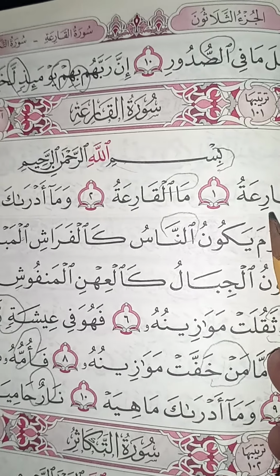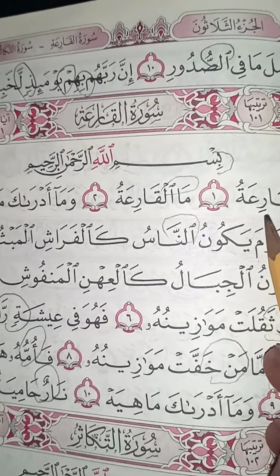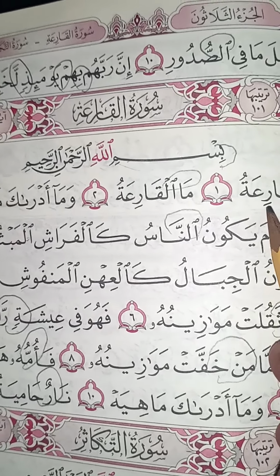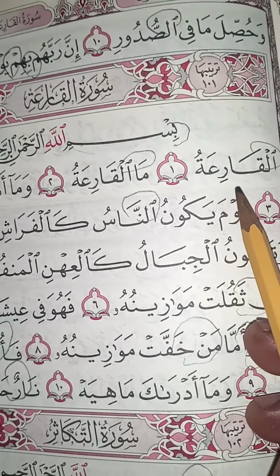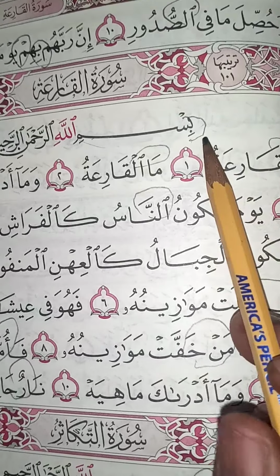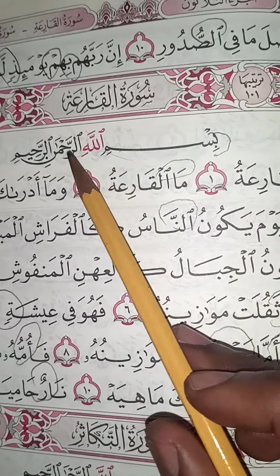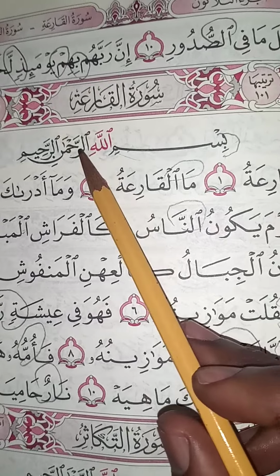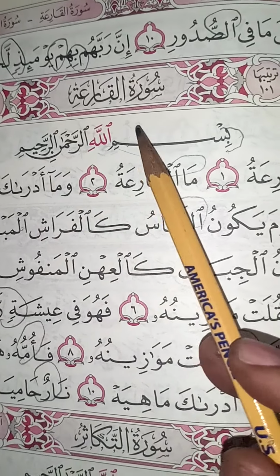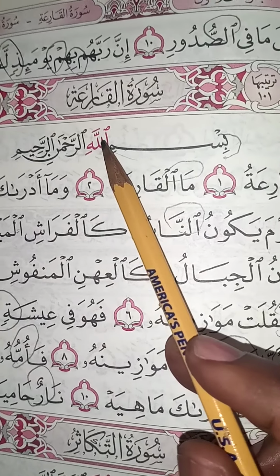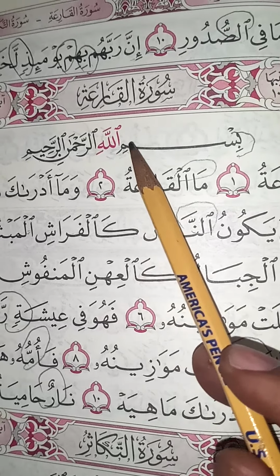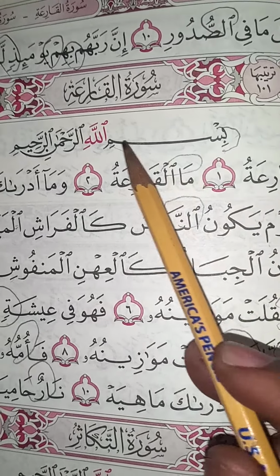Shamsiya and Qamari. And Nunu Sakin and Mimu Sakin. Do not forget. So, in Bismillah ar-Rahman ar-Rahim, we have three Shamsiyas: Allahi, ar-Rahmani, and ar-Rahimi. Remember that the word can be Qamariya, it can be Shamsiya, or it can be neither Qamariya nor Shamsiya. Those are the three possibilities.